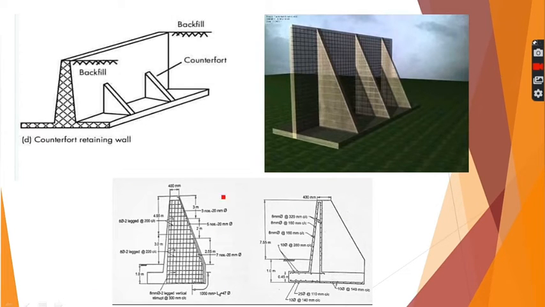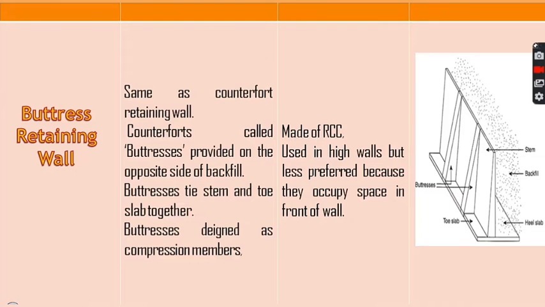This is a sample detailing of a counterfort retaining wall. Next is the buttress retaining wall, which, as you can see in the diagram, is almost the same as a counterfort retaining wall, but note a very big difference. These dots are showing the backfill, and in counterfort retaining wall, the counterforts were provided on the backfill side, not on the front face. But in buttress retaining wall, the counterforts are provided here. These are known as buttresses, not counterforts.